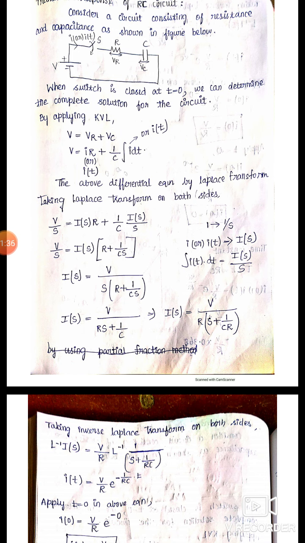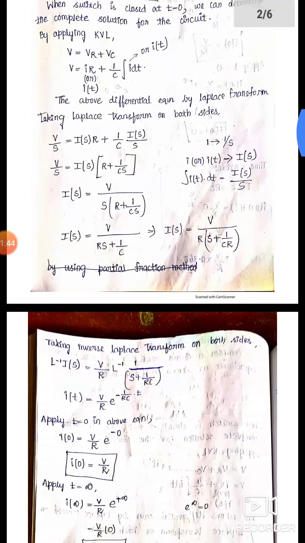So finally we need I(S). I(S) is equal to V by S into R plus 1 by C into S. Therefore I(S) is equal to V divided by RS plus 1 by C. Finally, I(S) is equal to V divided by R into S plus 1 by C into R.